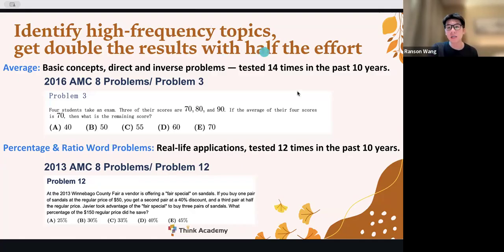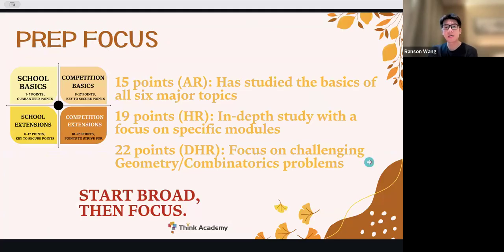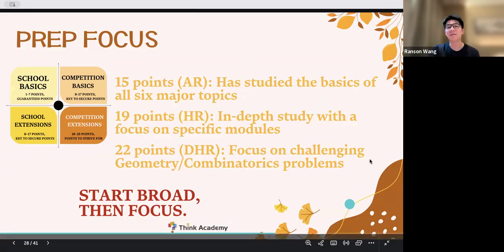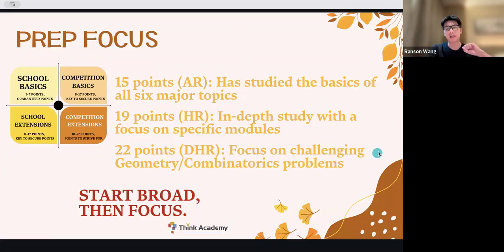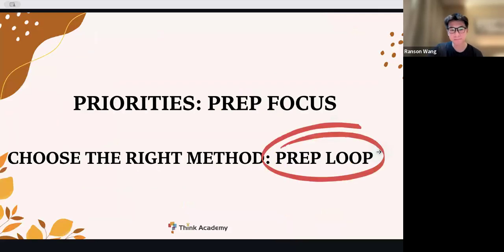Okay. So the third level is the distinguished honor roll level. You have to focus on the challenging geometry and combinatorics problems, because that will be the key of this hardest level of questions. Once we are clear about the priorities for each of the AR, HR, DHR, you have your own priorities. And now you have to choose the right method.